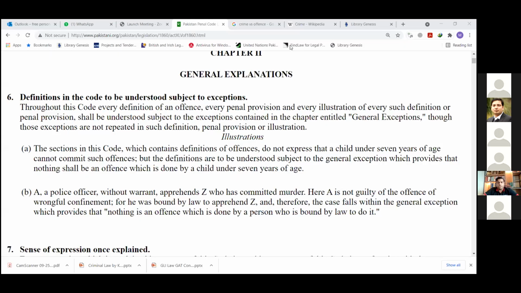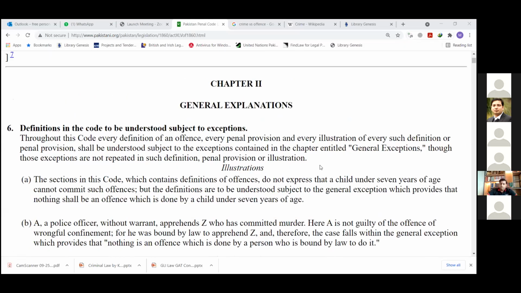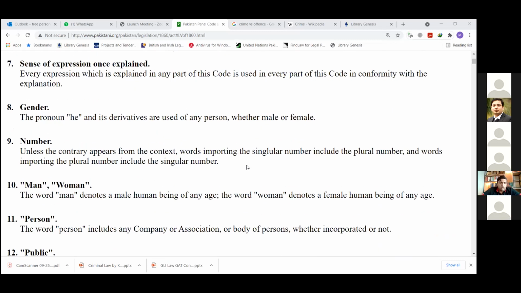So, Chapter 2, General Explanations. This chapter contains the definition part of PPC. Normally in legislative documents, you will find a section called definitions. But in PPC, they have scattered the definitions and incorporated them in this chapter, which spreads from section 6 to section 52A of PPC. So we will just skim through.